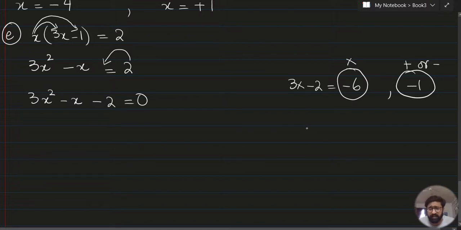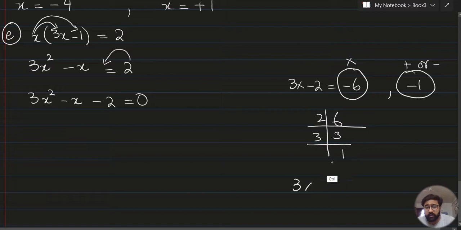So let me do the prime factorization. Again, the prime factorization is 2 and 3. So I need to find such two numbers that I multiply them and I get 6, and if I add or subtract, I get minus 1. So 3 multiplied by 2 is definitely going to give me 6, but I need to have a negative 6. So I'll figure that out with the negative sign.